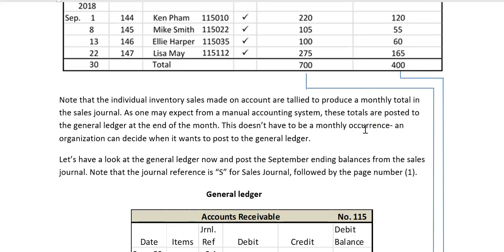Note that the individual inventory sales made on account are tallied to produce a monthly total in the sales journal. As one may expect from a manual accounting system, these totals are posted to the general ledger at the end of the month. This doesn't have to be a monthly occurrence. An organization can decide when it wishes to post to the general ledger. Let's have a look at the general ledger now and post the September ending balances from the sales journal. Note the journal reference is S for sales journal, followed by the page number, which is 1.